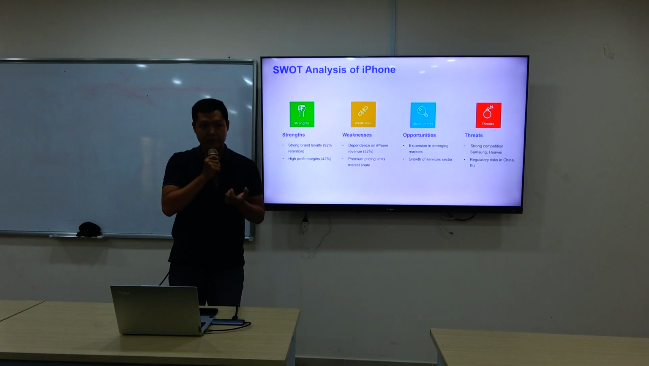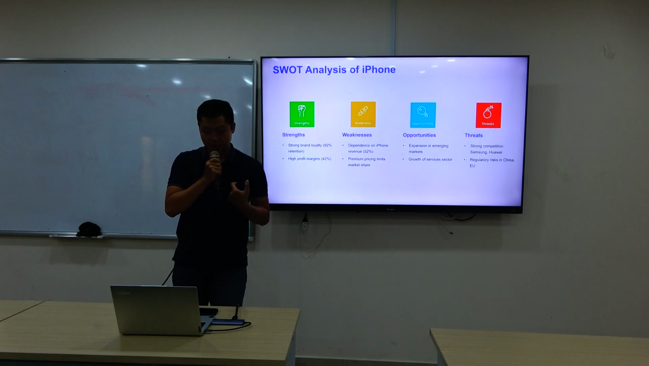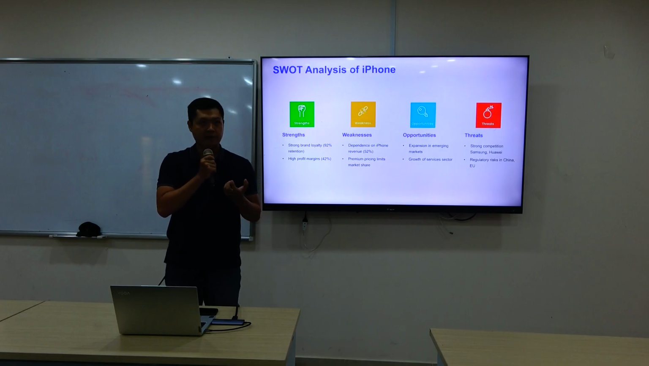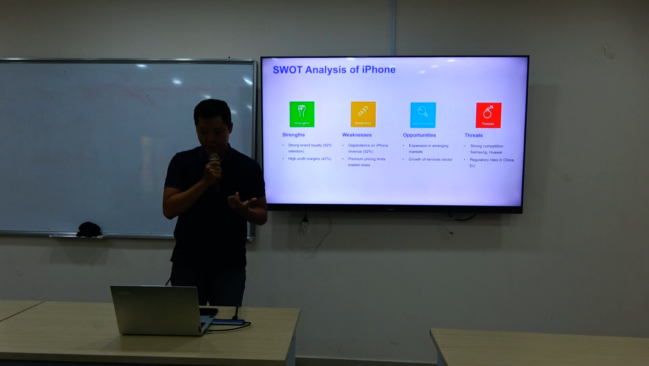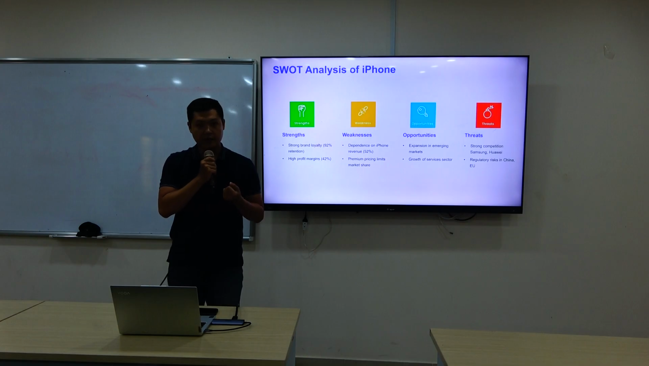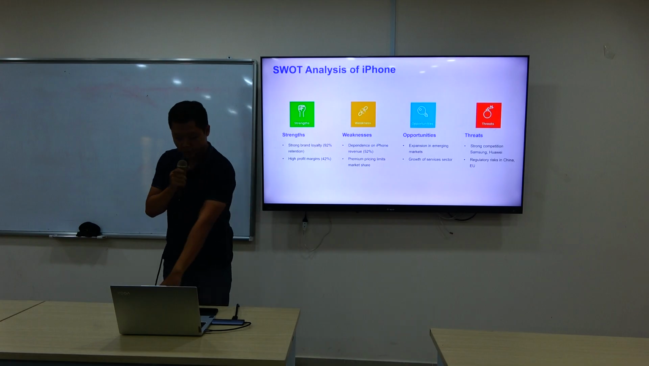Lastly, about the threats to Apple, now they must face the growth of other competitors like Samsung, Huawei, Oppo, and regulation in China and the EU, such as the GDPR regulation about general data protection of users in Europe.